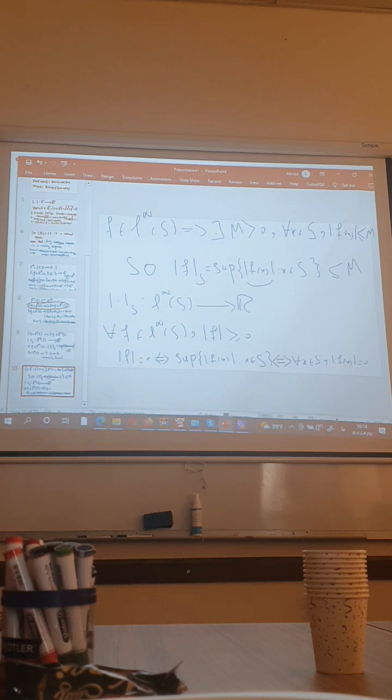This supremum must be equal to 0, okay? This is equal to 0 if and only if all of these are equal to 0. Yes, because if one of these is non-zero, this supremum is non-zero. And this holds if and only if for any x in S, f(x) equals 0, and this holds if and only if f equals 0.